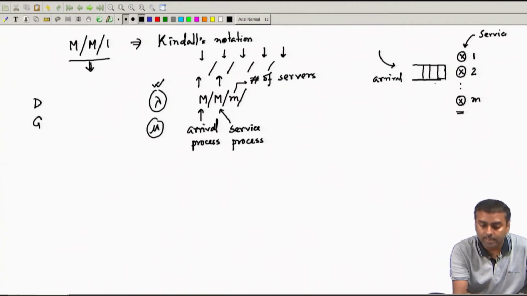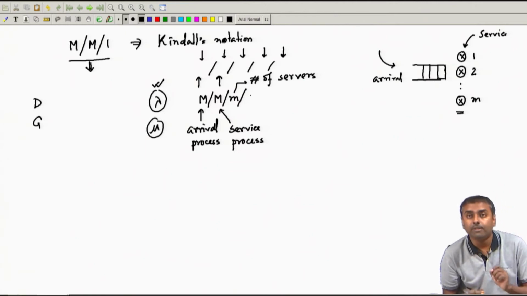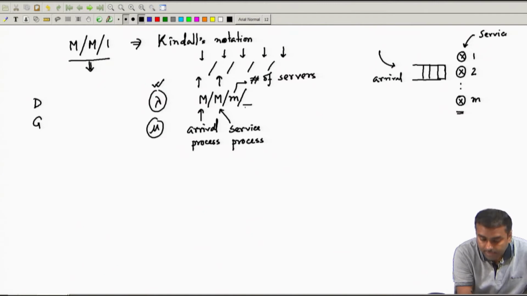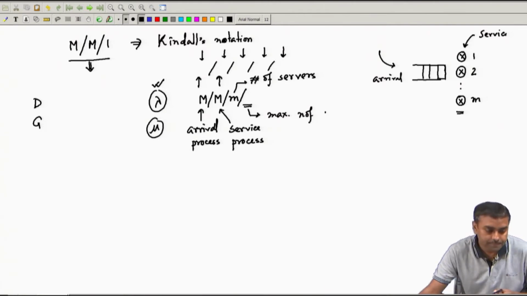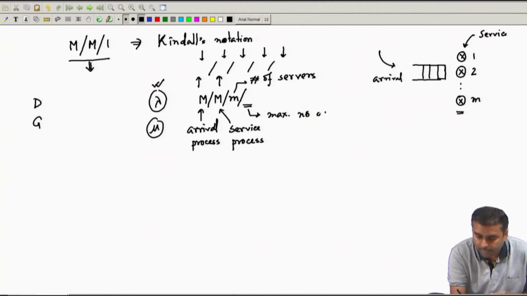That is what is defined over here, but remember when I define this, it tells me the maximum number of packets that can be accommodated in the system, very important.